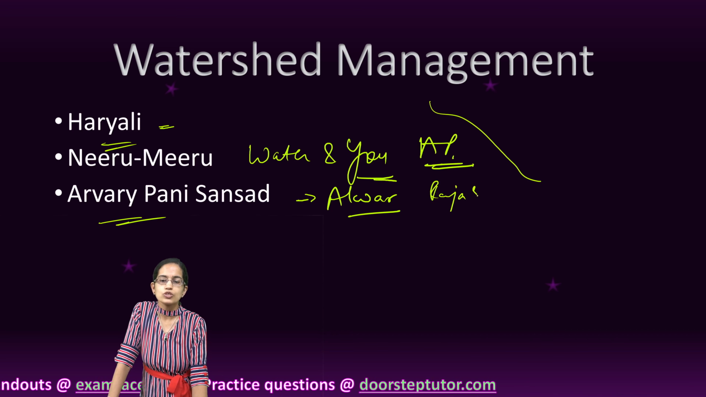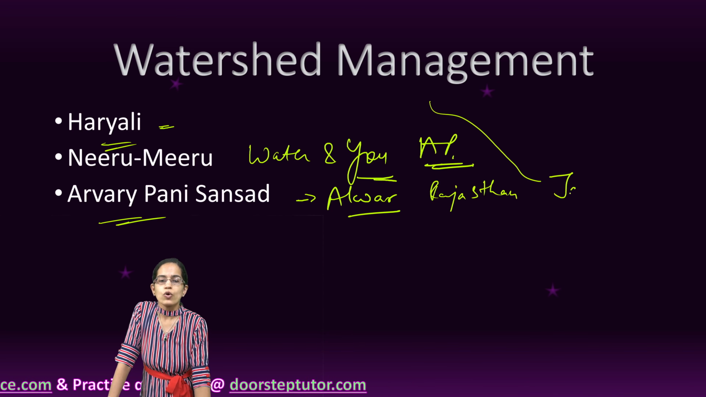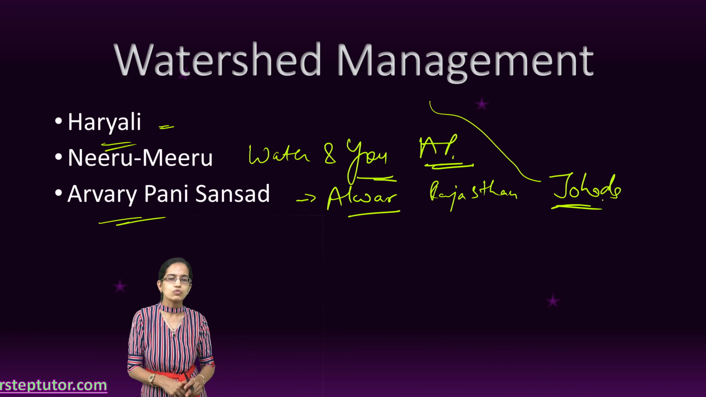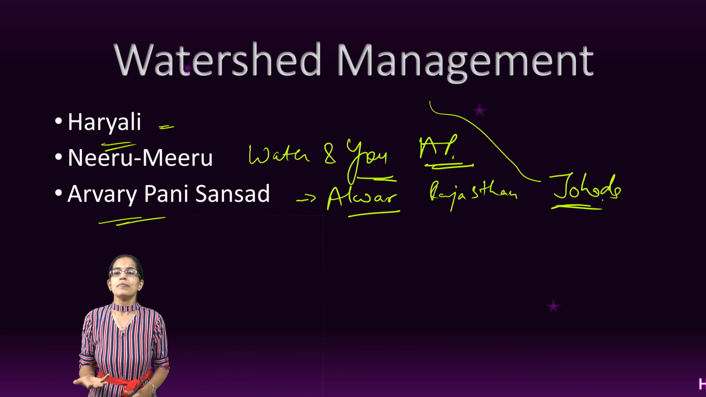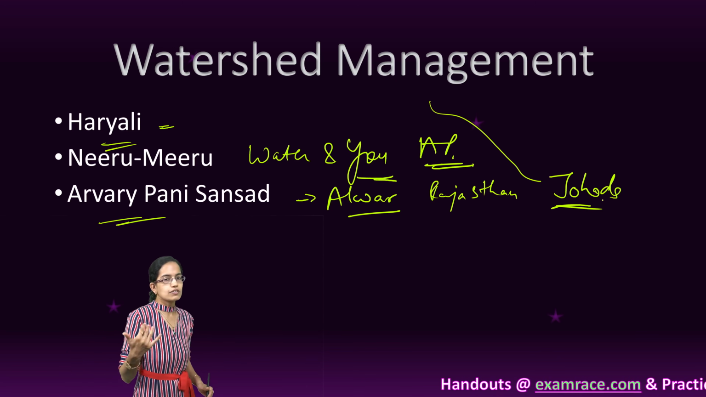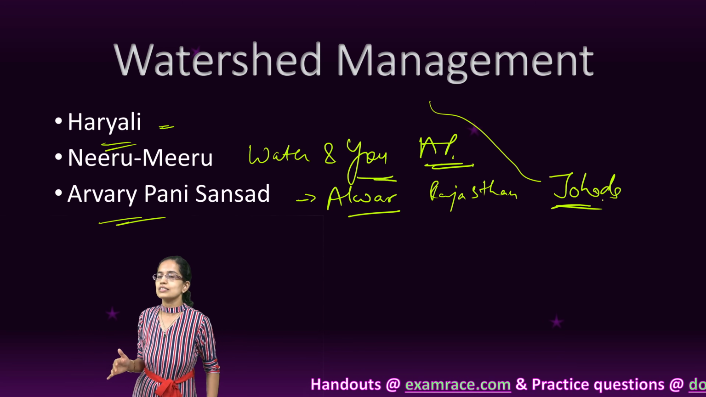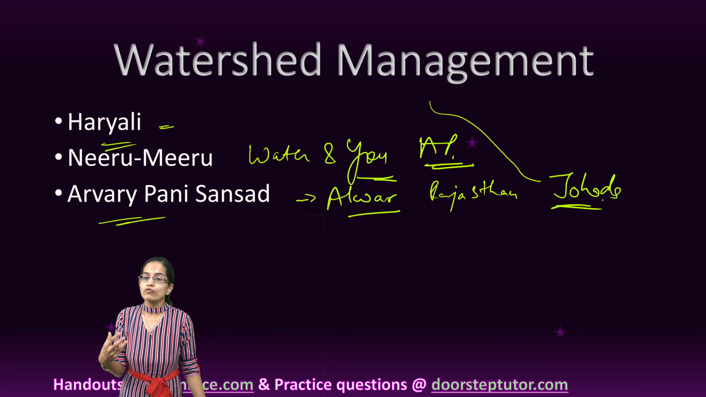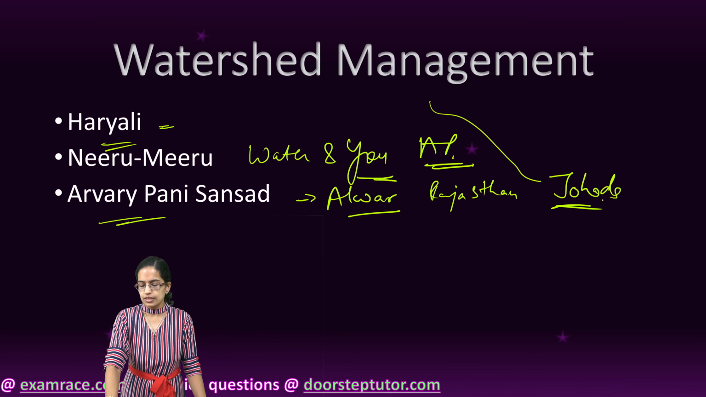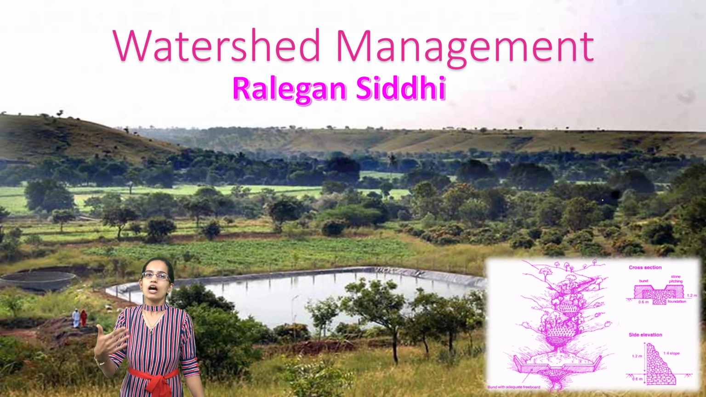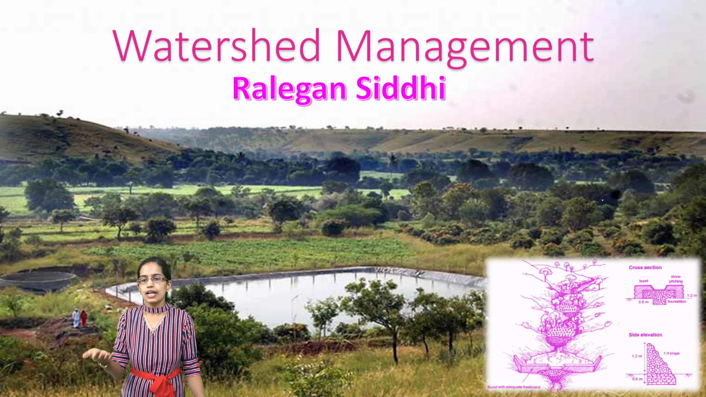The idea was to create Johad or water conservation projects where water harvesting structures would be built. Similarly, in Tamil Nadu, we have a specific rule that no building construction would be allowed unless and until it has its own rainwater harvesting management systems. So those are some of the efforts in line of conserving the water, developing the water which can be utilized for future management. So now we have one of the case studies of Ralegan Siddhi.